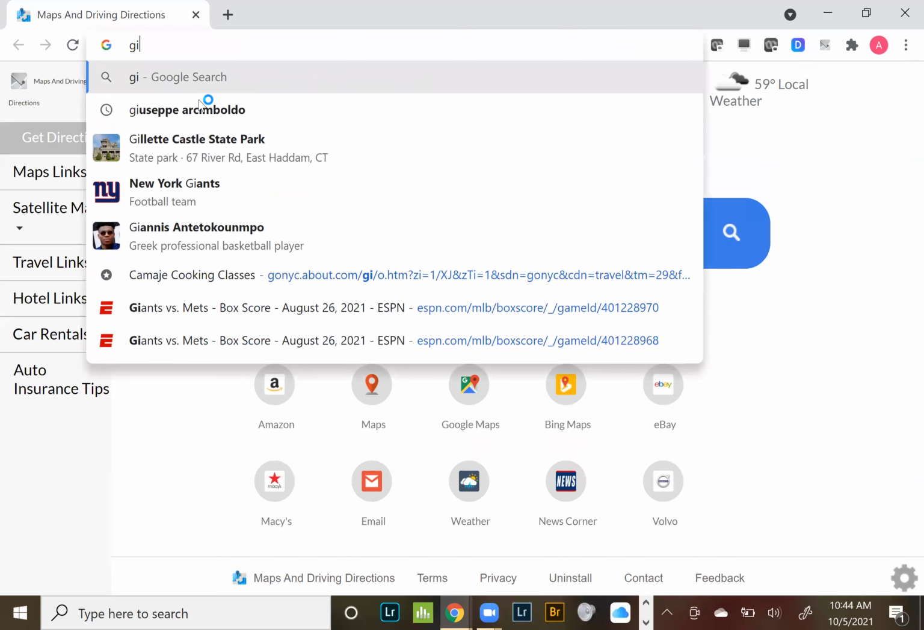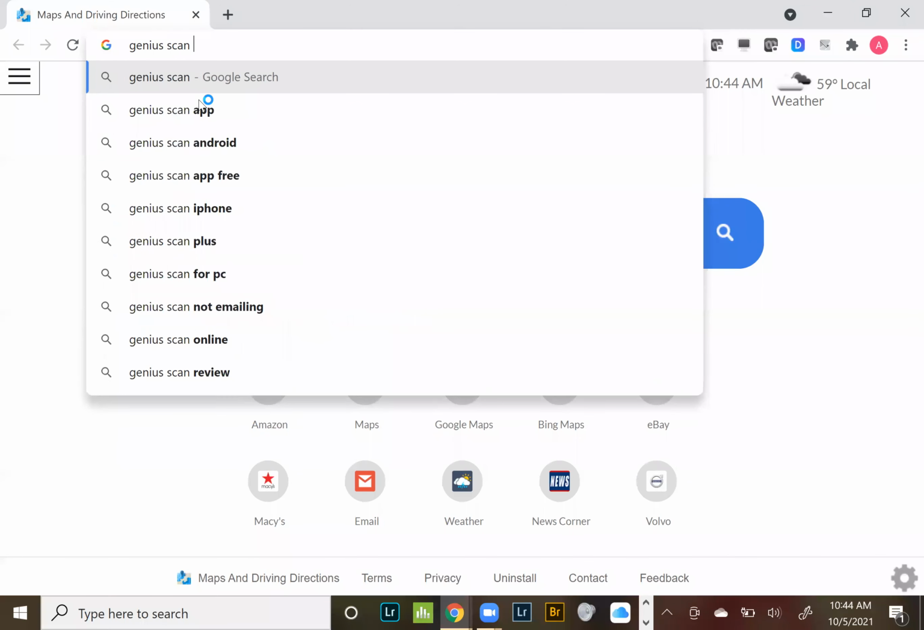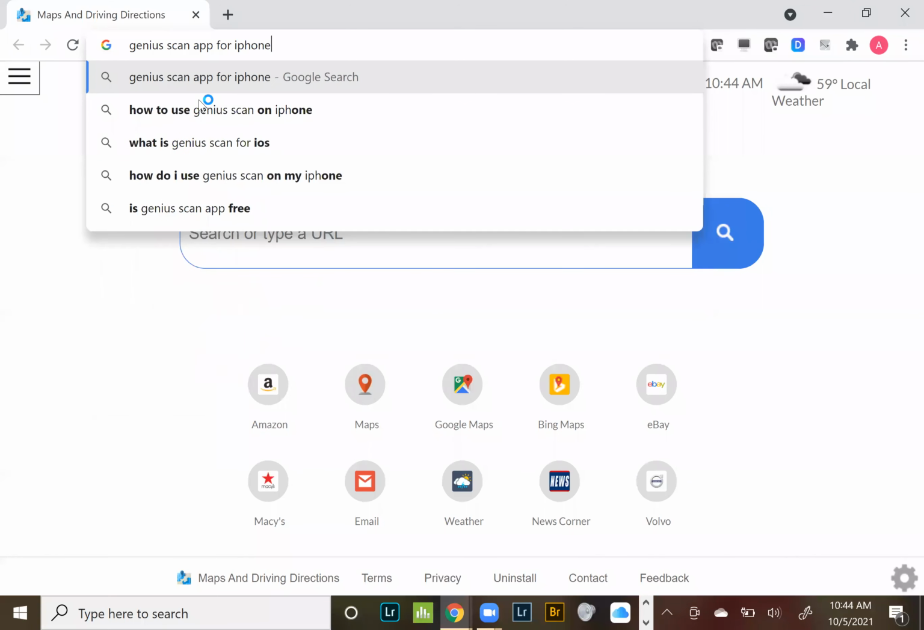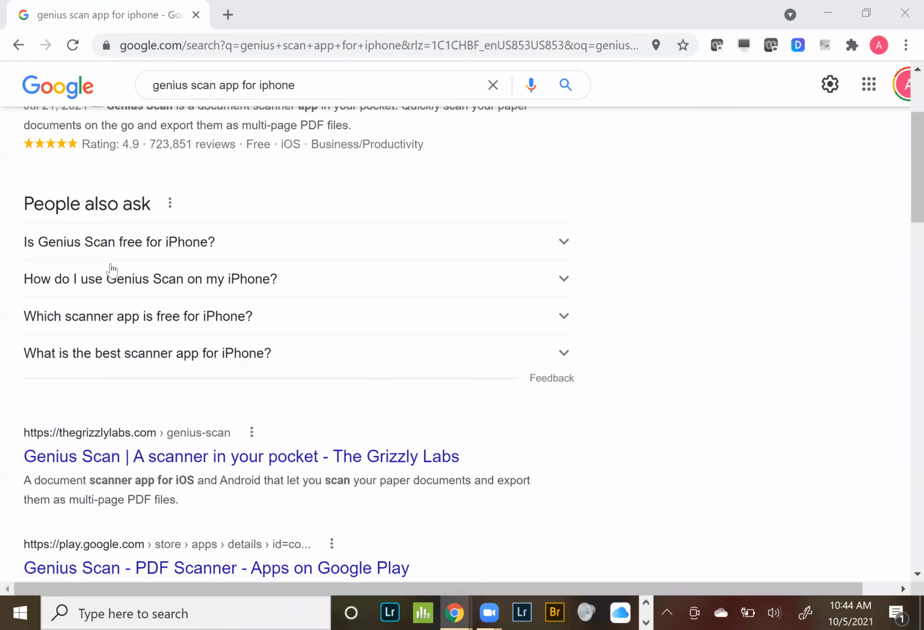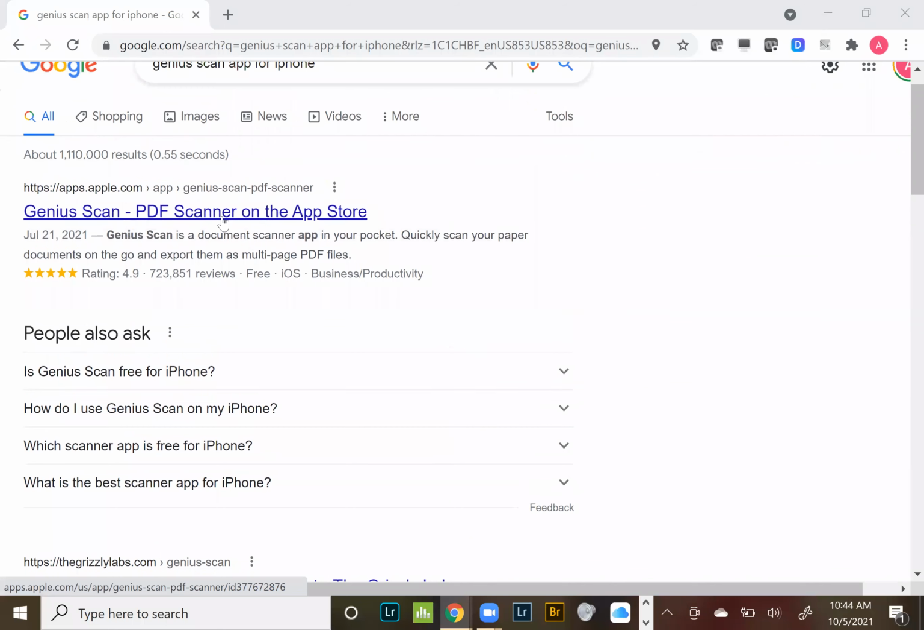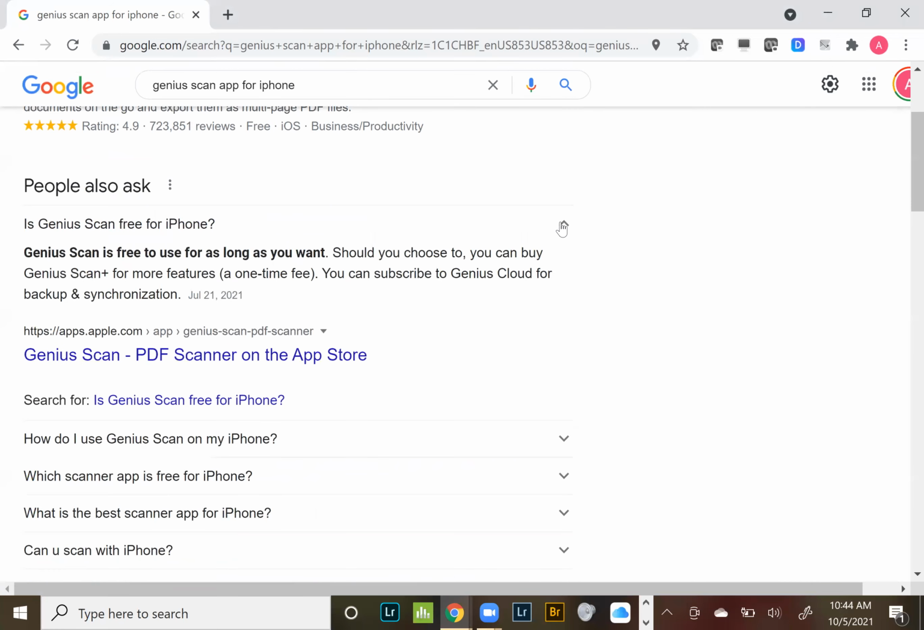Let's look for this thing. I'm sure you use the iTunes store all the time, or whatever they call it right now. They change this stuff much too fast for me to keep up with it. There it is. Genius Scan PDF scanner on the App Store. Rating 4.9. That's not bad. As far as I know, it's free.